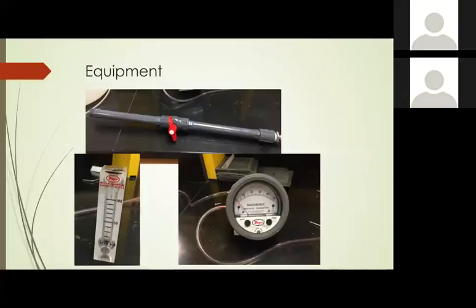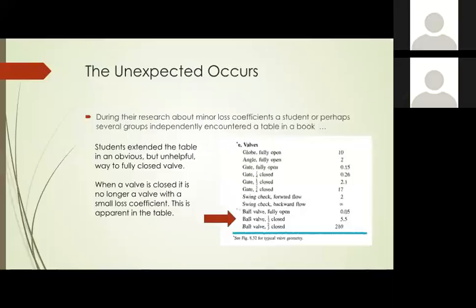Okay, the unexpected occurs. Open-ended lab, didn't tell them what to do. During their research, there was one student, or maybe a number of students simultaneously found this. They went to a fluids textbook, one that we use in mechanical engineering. They found this table. Ball valve, fully open. It has a very tiny coefficient, 0.05. Ball valve, 1/3 closed, 5.5. Ball valve, 2/3 closed, 210. It's no longer a minor loss, right?